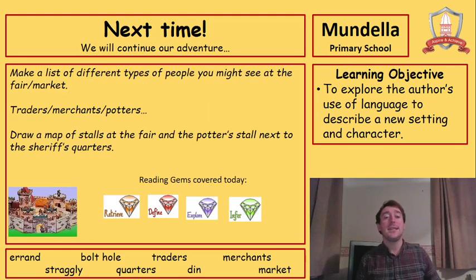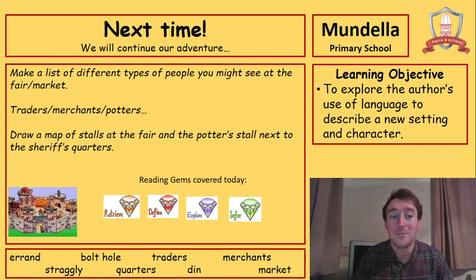Next time we will continue our adventure next week with some more reading. So I would like you to make a list of the different types of people that you might see at the fair or market. There are lots of different people with different jobs in the country. So we know that there are 3 there, traders, merchants or potters. Maybe you've got an idea of some other ones as well that might be there.